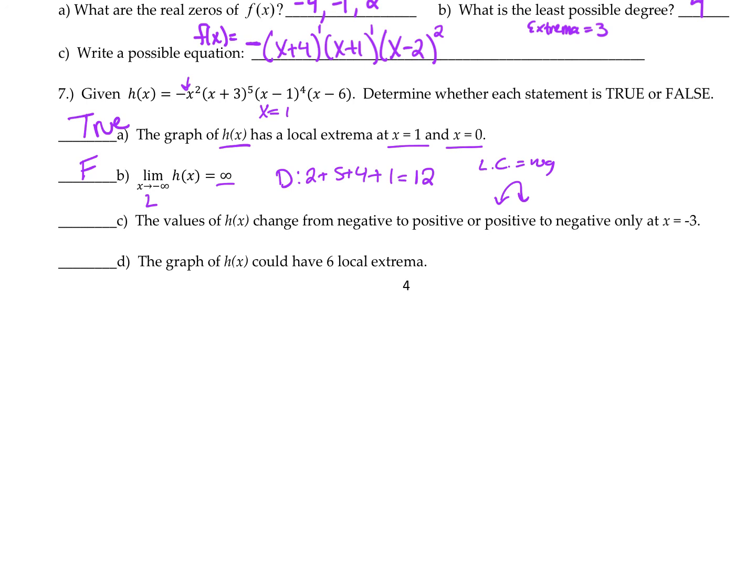The values of h change from negative to positive or positive to negative only at negative 3. I would disagree with that because they're also going to change from negative to positive at 6, because at 6 it should go through the x-axis. So false, because it would also occur at 6. The graph of h of x has 6 local extrema. Well, that's not possible. Since the degree is 12, that means the extrema has to be odd. So this is not possible.